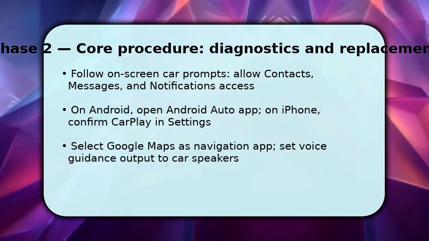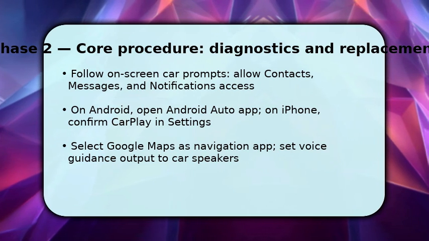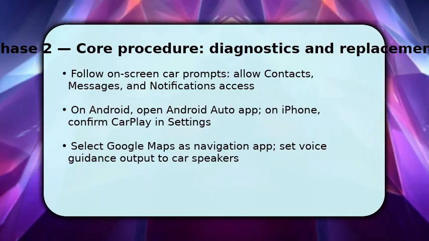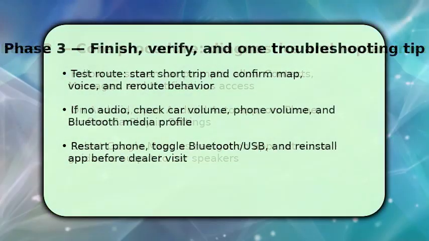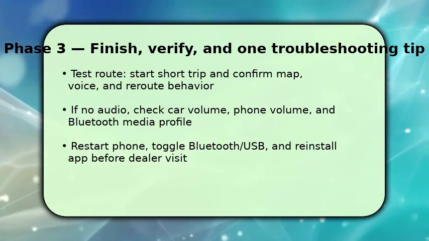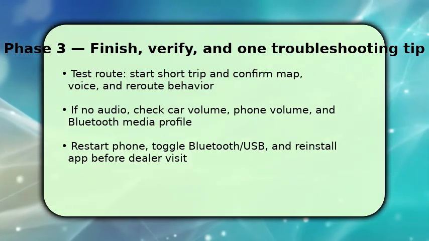Also set Google Maps voice output to the car speakers so turn-by-turn cues play through the stereo. This prevents missed prompts while driving. Finally, you validate the connection with a short test route and confirm map display, voice prompts, and rerouting work correctly.